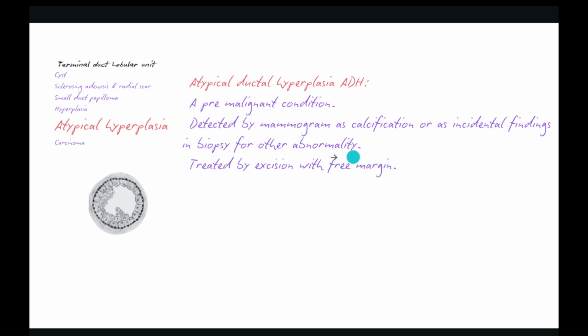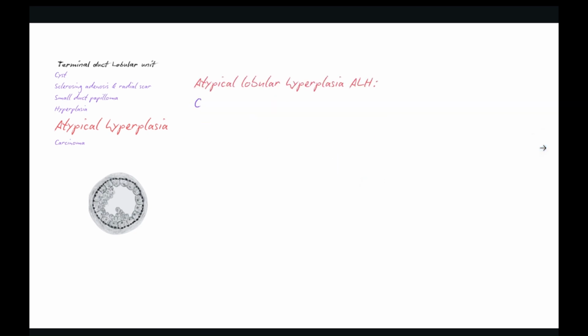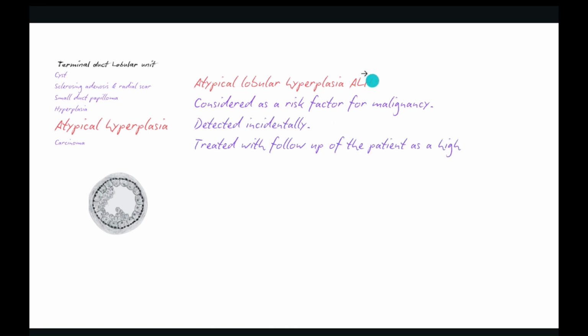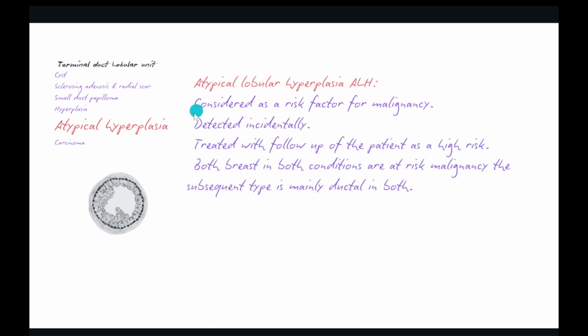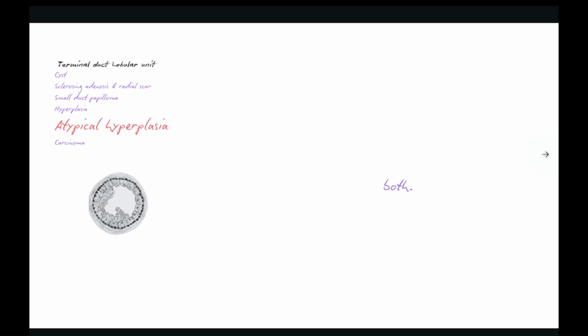Usually we treat them with excision, and it should be with a clear margin of at least 1 centimeter. Atypical lobular hyperplasia is not like atypical ductal hyperplasia. It is considered a risk factor for malignancy rather than a real disease, usually detected incidentally, and treated with follow-up of the patient as high risk. Both breasts in both conditions are at risk of malignancy. The subsequent type is mainly ductal in both breasts.